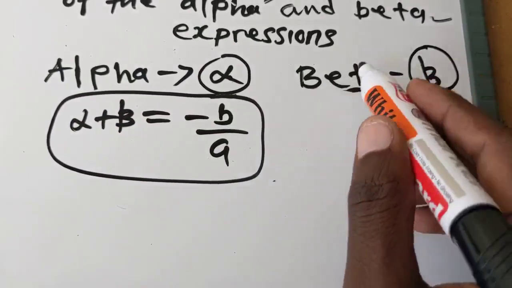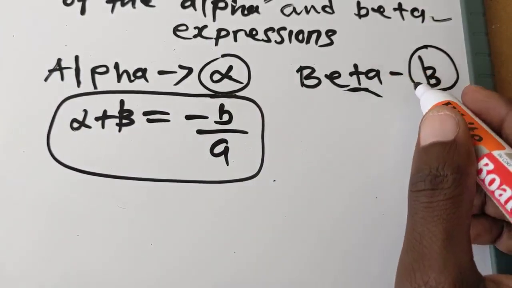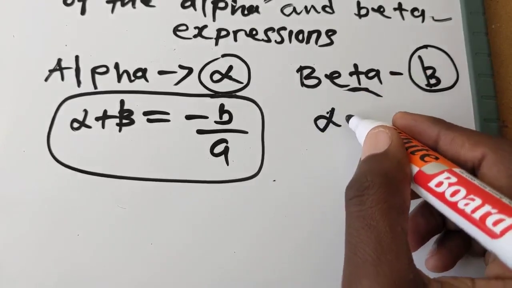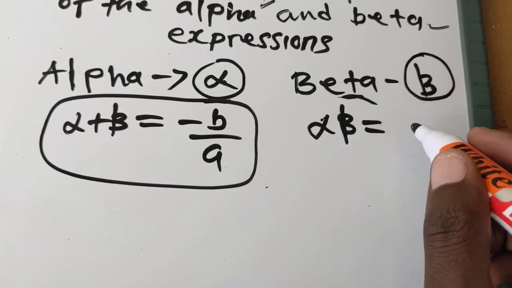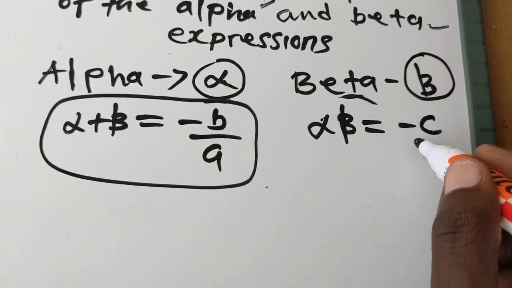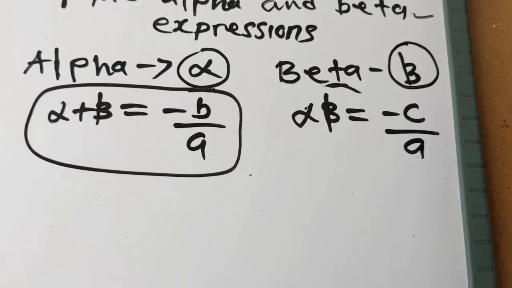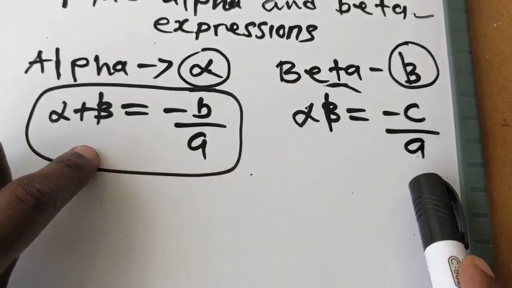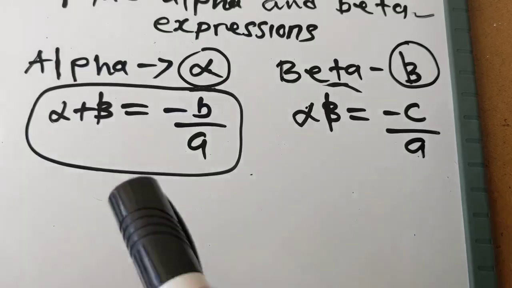Then at the end of these findings, we need to find the formula for the product. So for the product, we have to find the what? Negative c over what? Over a. This is the formula that we are supposed to find. So now we need to know how they came up with these two formulas. That is what we are trying to do.